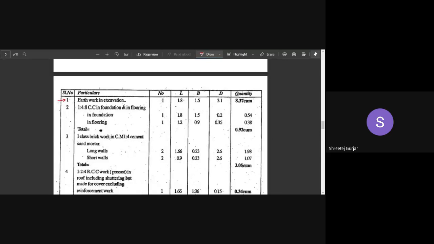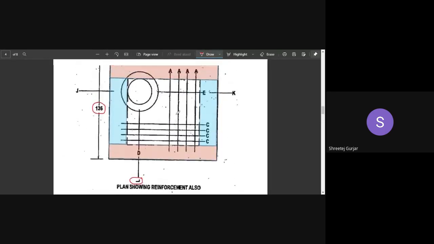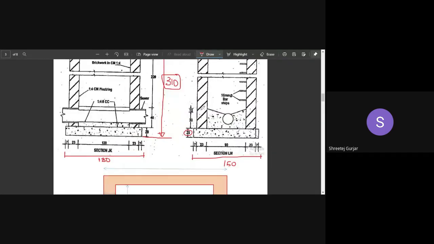Okay, so now we have calculated the CC bed in the foundation: 1.8, 1.5, and 0.2 is the thickness. Next, moving on to flooring. In flooring we have the CC bed and the benching which we have provided. So this we need to calculate.